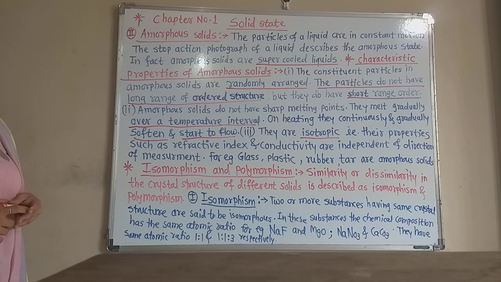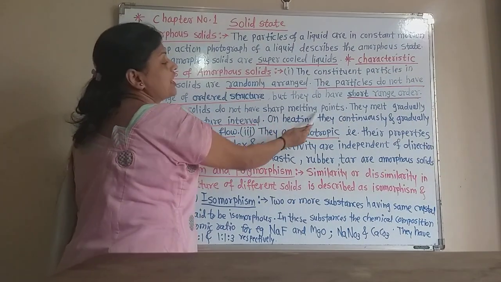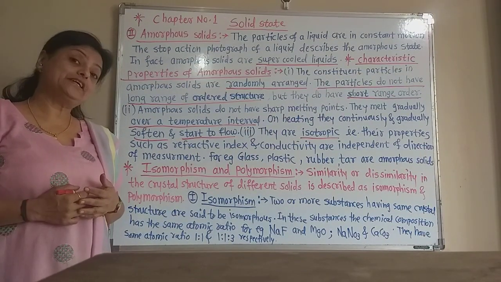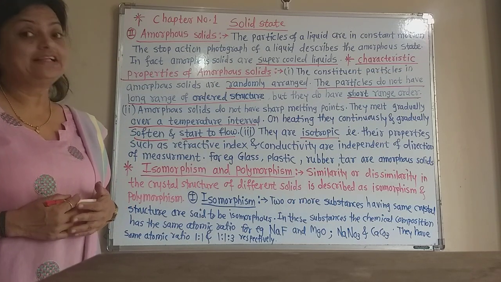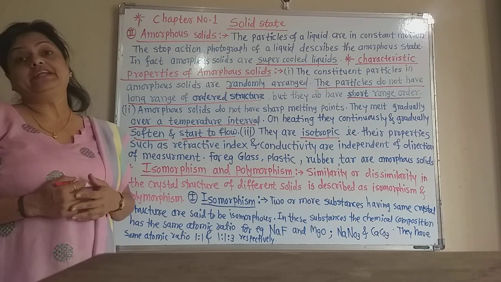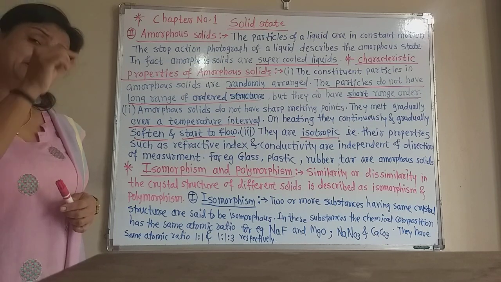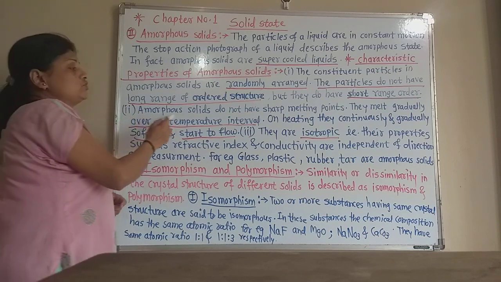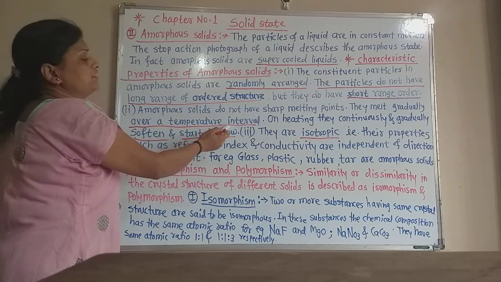Now the second characteristic of amorphous solids is that they do not have sharp melting points. We know that crystalline solids have sharp melting points. They melt at a definite temperature. But amorphous solids do not melt at a definite temperature; they melt over a range of temperature. So amorphous solids do not have a sharp melting point. They melt gradually over a temperature interval.